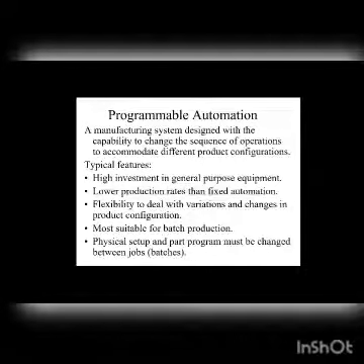Programmable automation is a manufacturing system designed with the capability to change the sequence of operations to accommodate different product configurations. The typical features are high investment in general purpose equipment, lower production rates than fixed automation, and flexibility to deal with product variations. Most suitable for batch production. The physical setup or part program must be changed between jobs. Between each batch, the part program or the setup has to be changed physically. So that is programmable automation. From this you can understand that it is suitable for mid-volume, mid-variety functions.